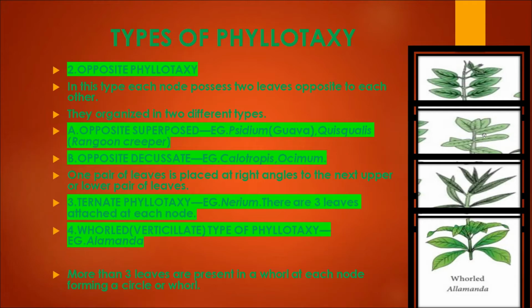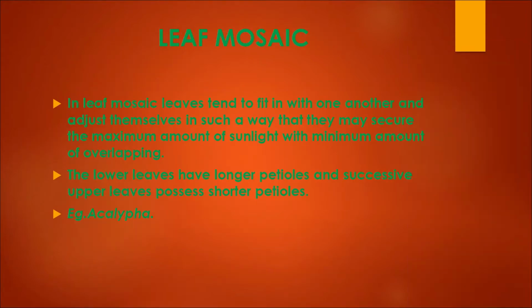Thirdly, we have the ternate phyllotaxy, in which at each node 3 leaves will be arranged. Example Nerium, Aralipu. 4th type is called whorled. Here more than 3 leaves will be arranged at a node like this. Example Alamanda.